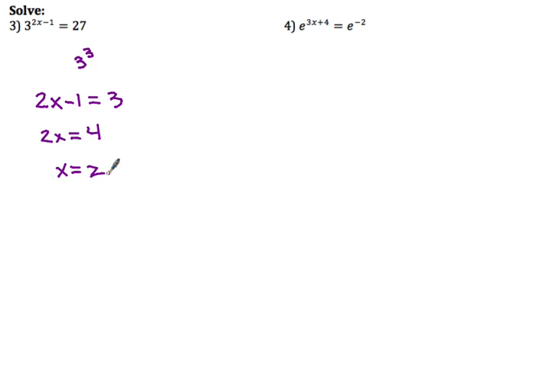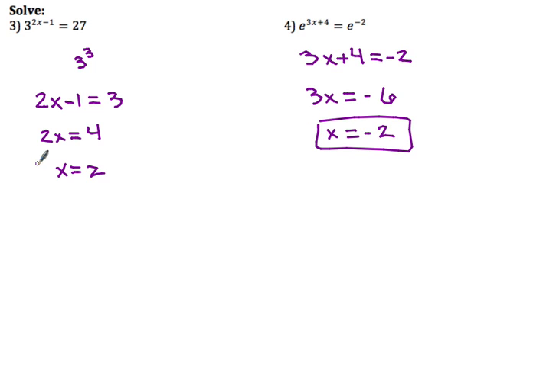Okay, another uniqueness one. This one's already set up. E is the base of both of these, so we can just go right ahead and say that 3x plus 4 equals negative 2. And then we'll work through this, see that 3x will equal negative 6, and x equals negative 2. Okay, so those are our 2 solutions on those uniqueness properties.